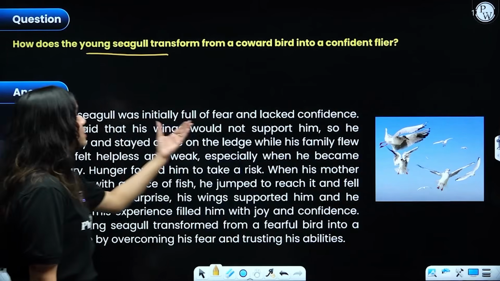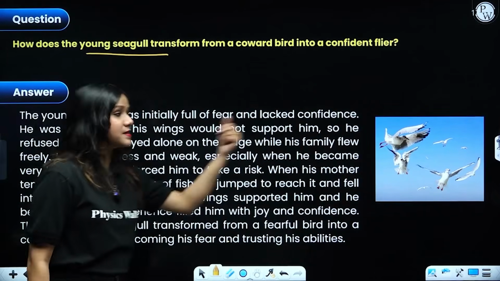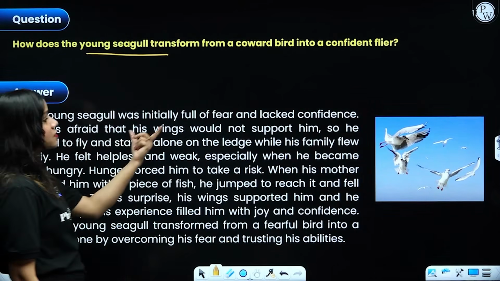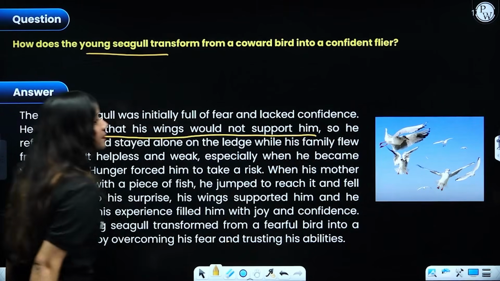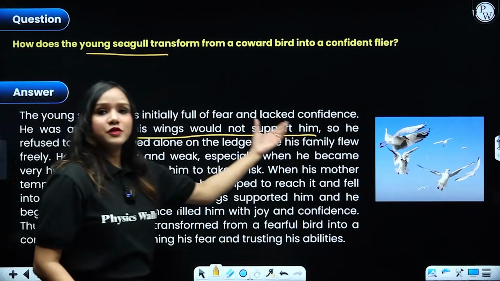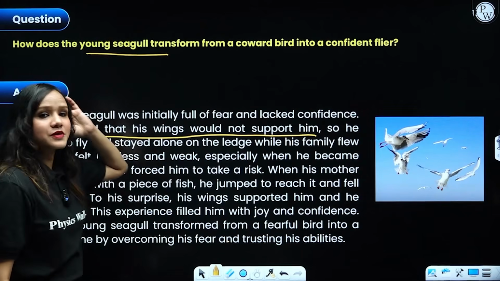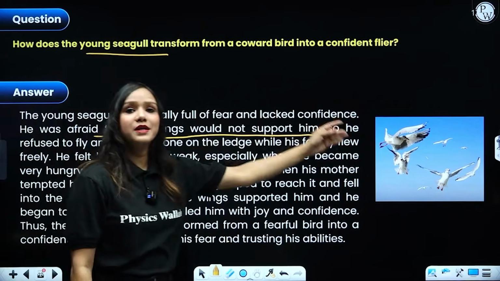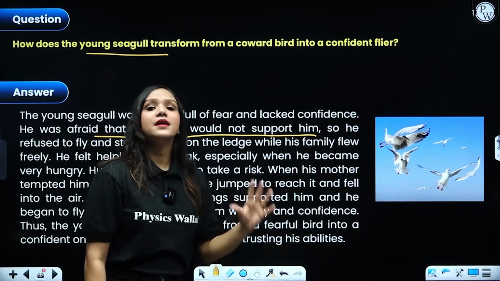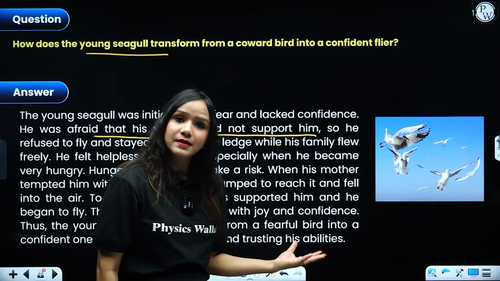So the young seagull was initially full of fear and lacked confidence. What happened? He was afraid that his wings would not support him. Again, the same reason around which the whole fear of the seagull revolves. So he refused to fly and stayed alone on the ledge while his family flew. His brothers, his sister, they had already learned how to fly.